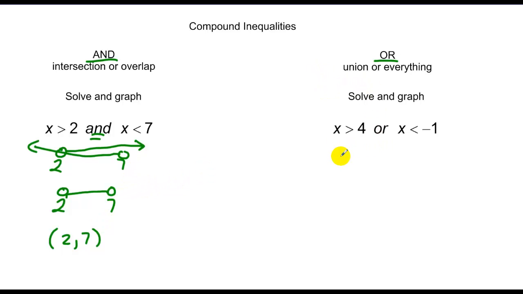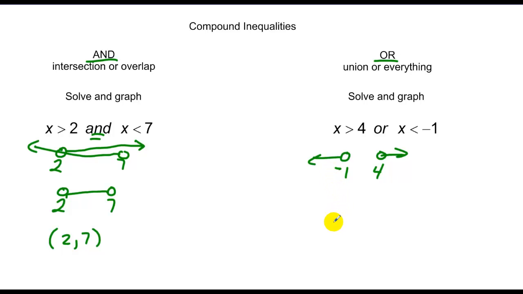In this case, I have x is greater than 4, strictly greater than, so open circle. X is less than negative 1, strictly less than, so open circle. And now I want to state my answer as everything that I see. Well, this is everything I see.